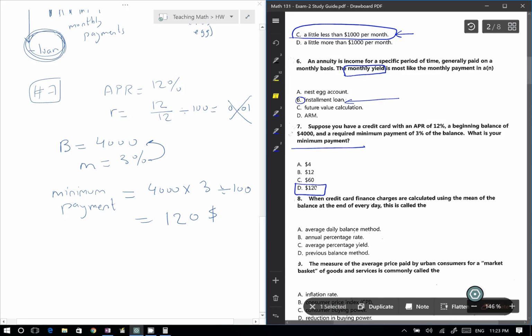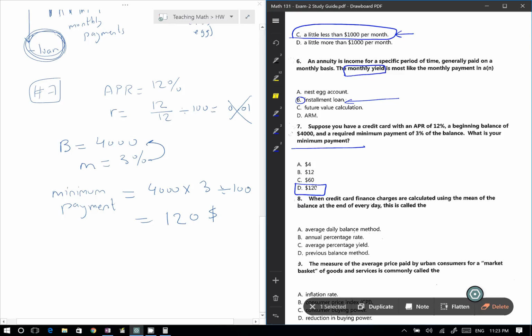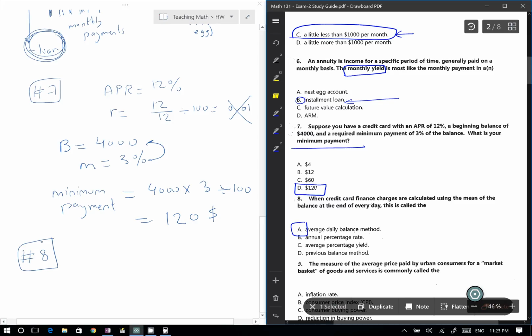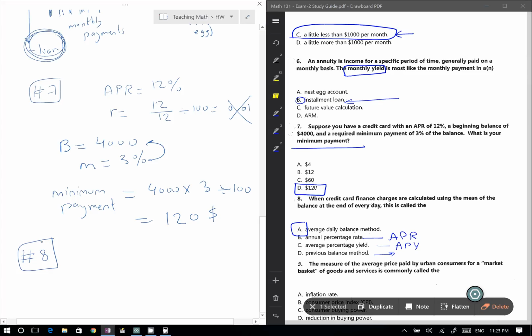Now, let's move to number 8. When credit card finance charges are calculated using the mean of the balance at the end of every day, this is called the average daily balance. Because it's not annual percentage rate. Annual percentage rate is APR. Annual percentage yield is APY. Previous balance method has nothing to do with this. So the average daily balance method. So I don't even have to do anything here.